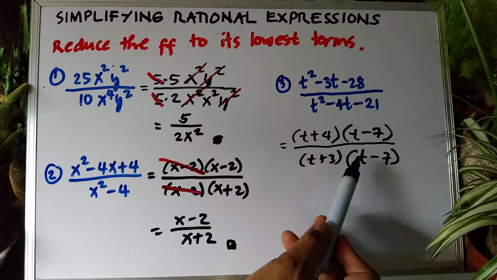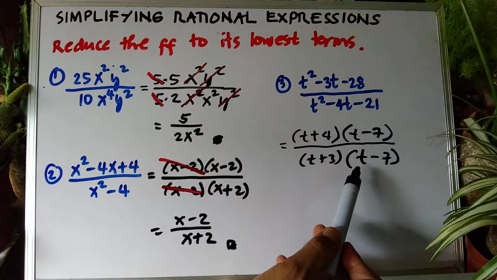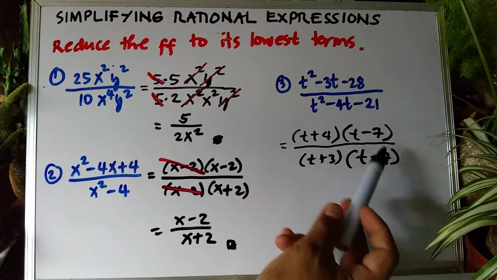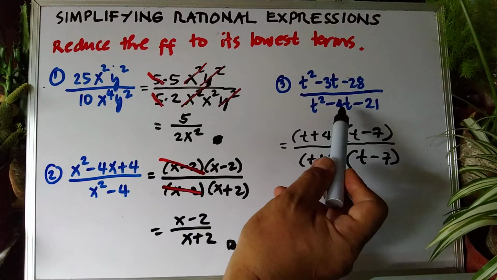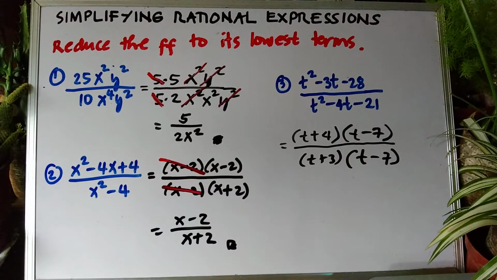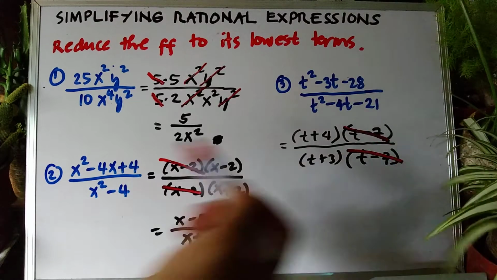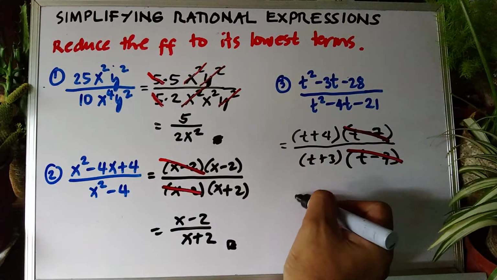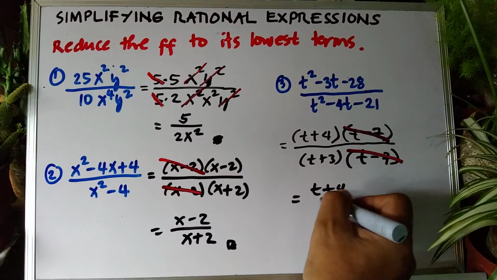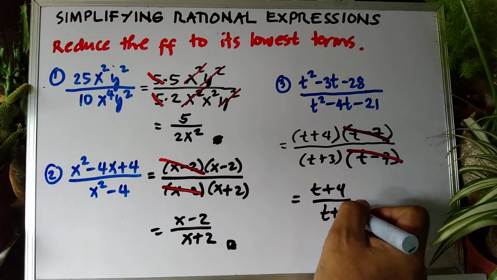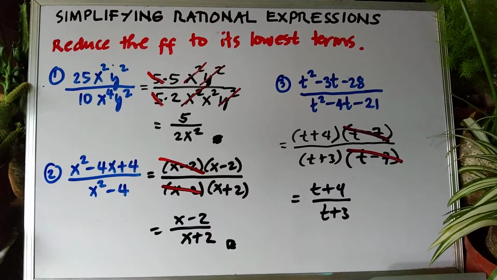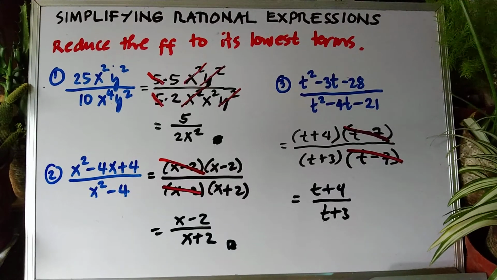Because if we do the multiplication here using the FOIL method or any method you know how to multiply, 3 times negative 7 is negative 21. 3 minus 7 is negative 4. So we're correct. So here, we can identify now what's the common in the numerator and in the denominator. So it's t minus 7. So we can cancel that one. What is left? You have t plus 4 over t plus 3. Okay? Madali lang siya, no?